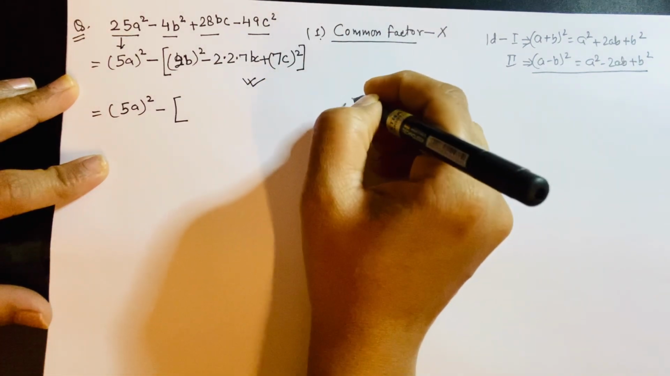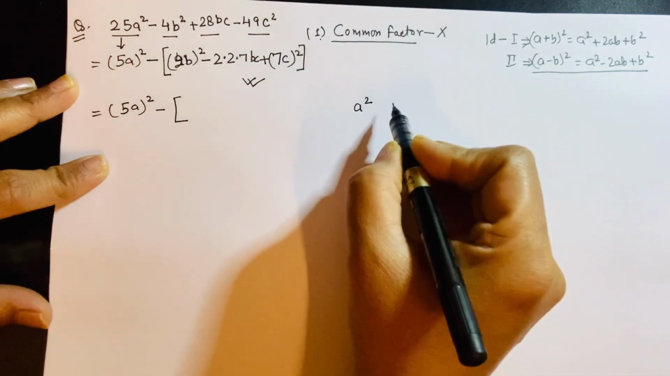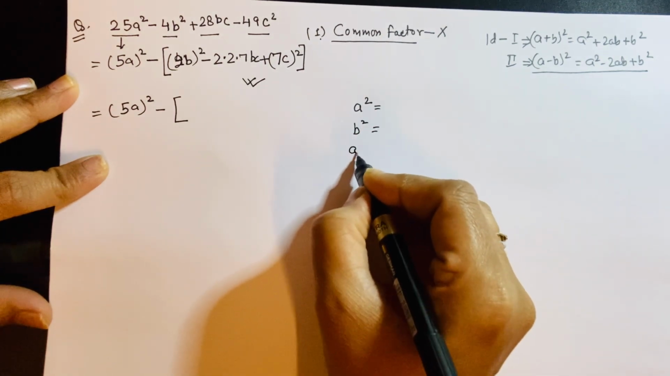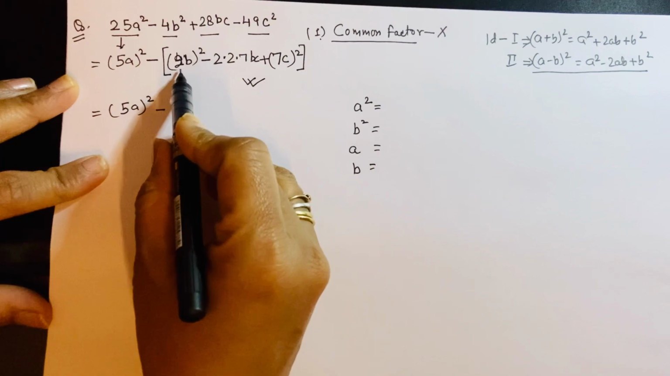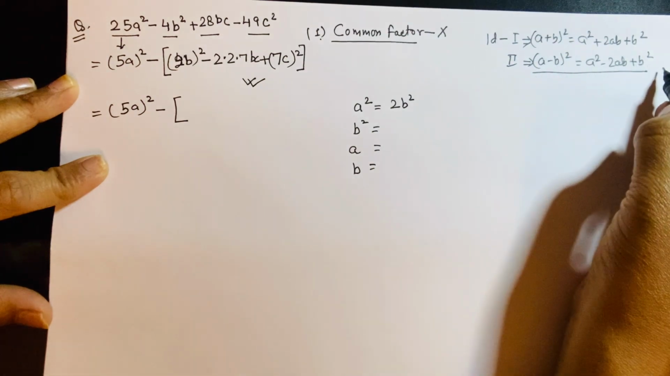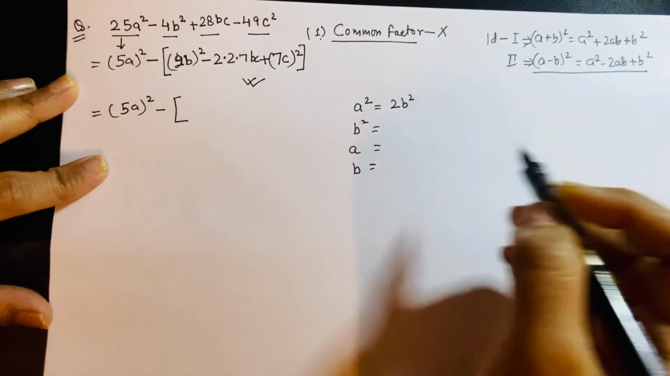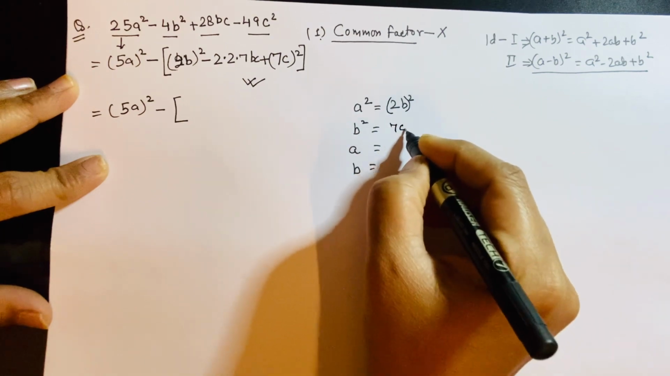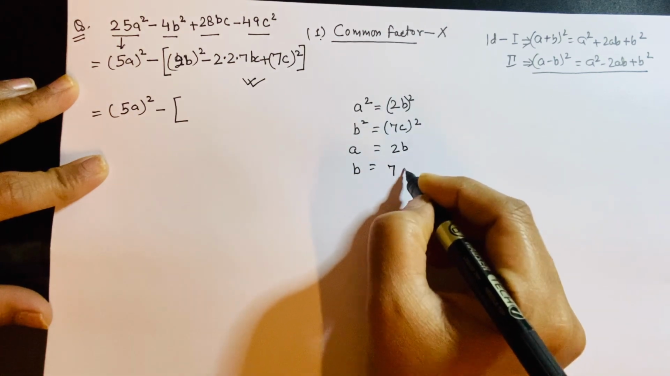So before solving, if you want to be clear, then you can write a square equal to, b square equal to, and what is a and what is b. Okay, so what is a square? A square is 2b square. So these all 4 are taken from this identity: a, b, a square, b square, and then ab. So a square is 2b whole square, b square is 7c whole square, then a is what? 2b, and b is 7c.